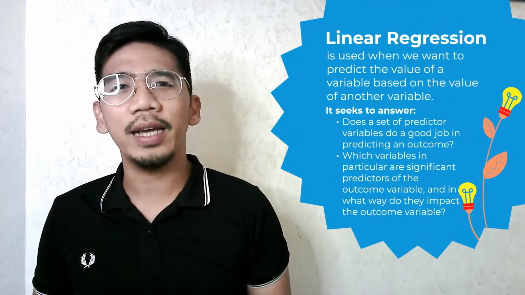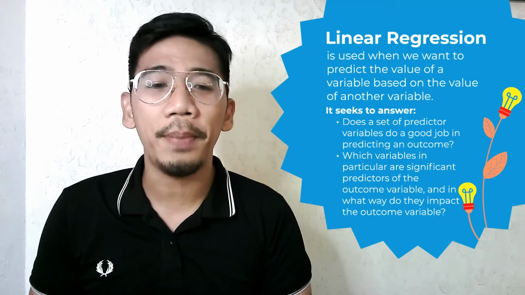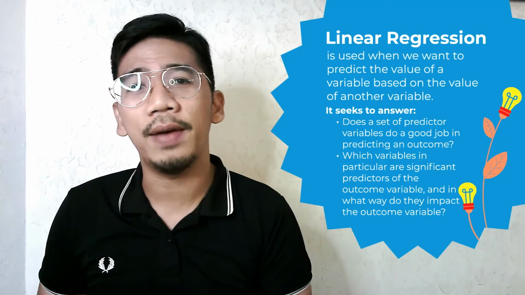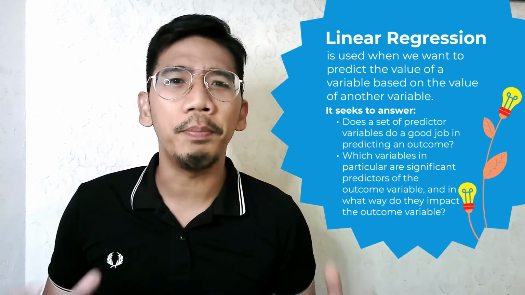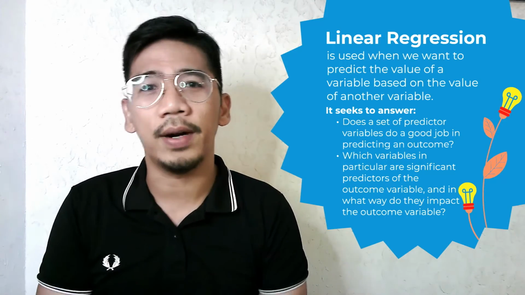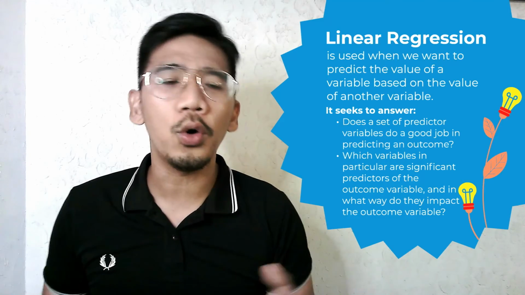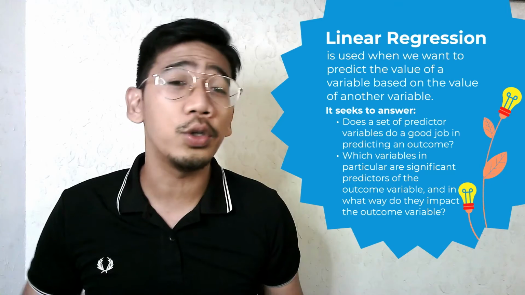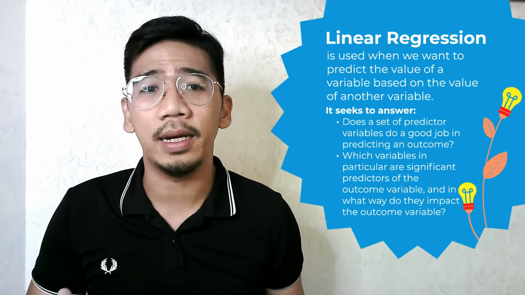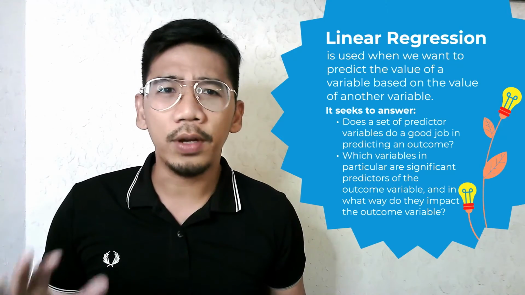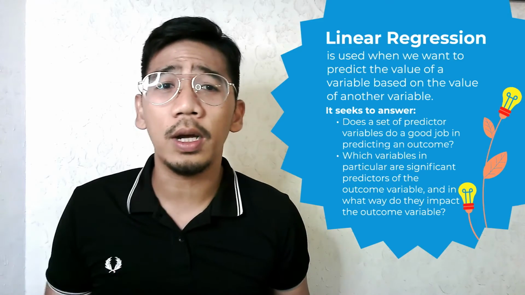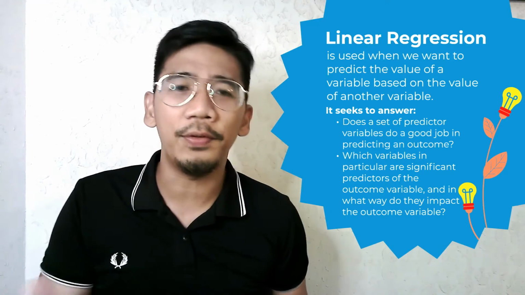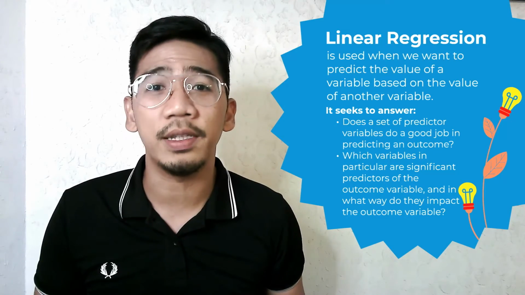Now, linear regression is the next step after correlation. It is used when we want to predict the value of a variable based on the value of another variable. If you have two or more independent variables rather than just one, you need to use multiple regression and not simple linear regression. For the purpose of this video, we are going to talk about linear regression because multiple regression will be the focus or the topic of our next video.